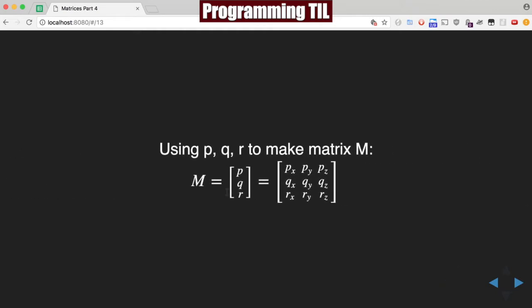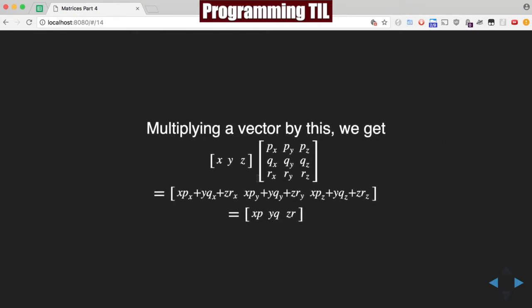So using those, you can go ahead and make this matrix with the x's, y's, and z's respectively, and we're going to use that to multiply by that x, y, z vector. And you can see here's the row times the matrix as I stated. So we're going to end up with this result, and you can see that this is basically just x times p vector, y times q vector, z times r vector.